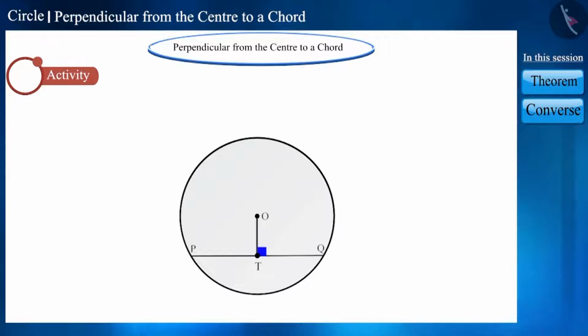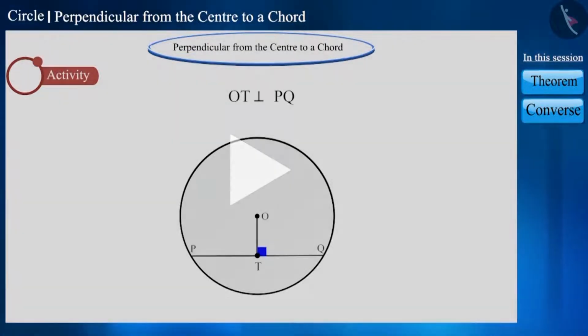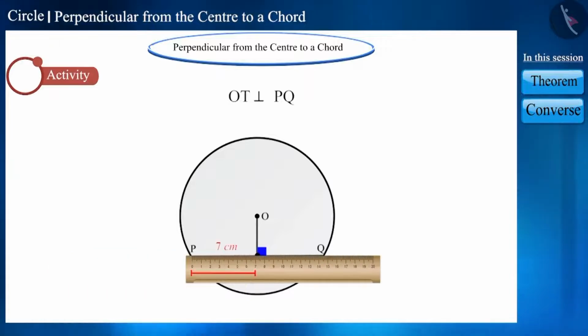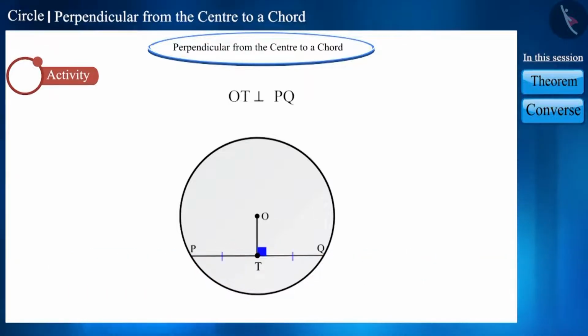Now, we can say that line segment OT is perpendicular to chord PQ. Friends, here, T is the midpoint of chord PQ. You can pause the video and check it. Friends, you can see that the lengths of these two segments are equal. That is, line segment OT perpendicularly bisects chord PQ.